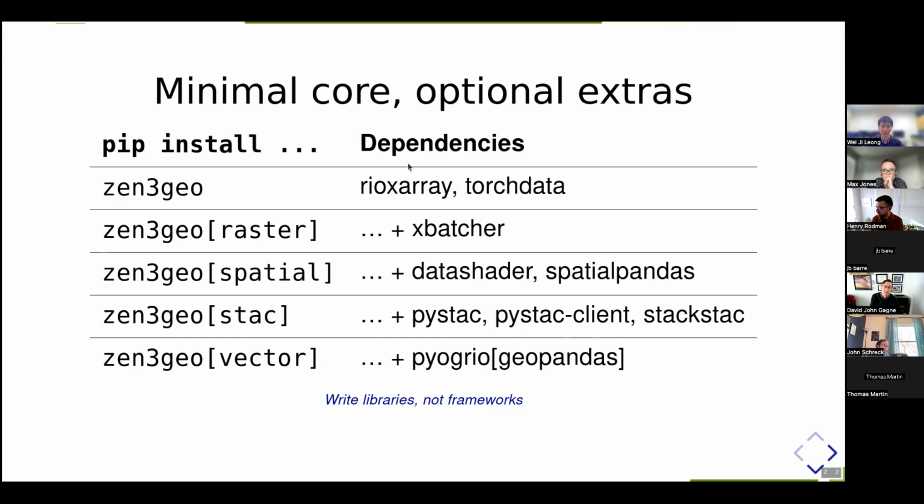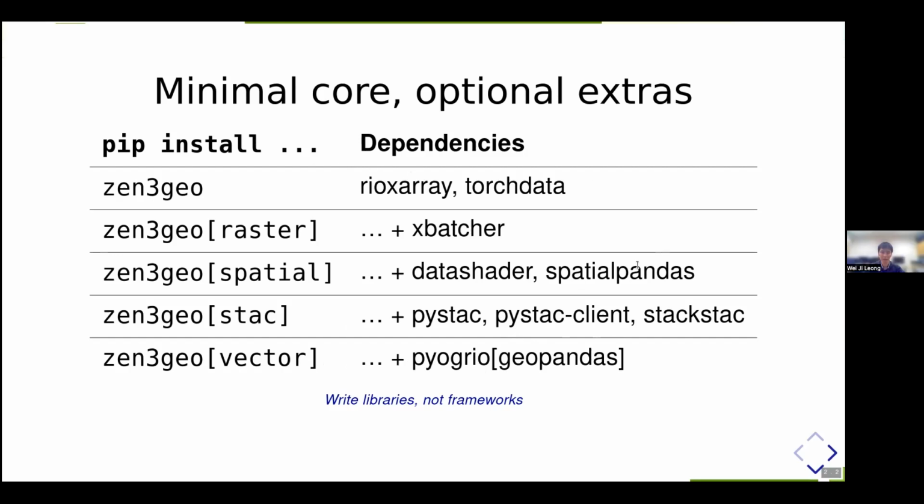So yeah, you get the core dependencies, but any extra stuff you can handle yourself. So say, even if you just want, say, pystac and you don't want stackstac, for example, you can do pip install zen3geo and pystac. So there is that flexibility of installing just what you need and not more, not less.